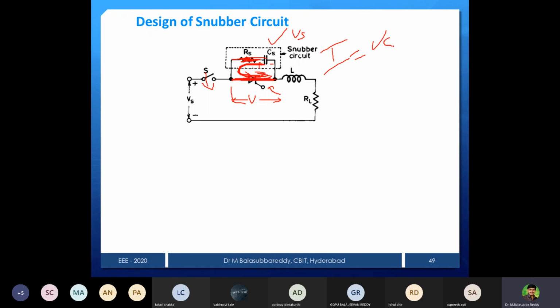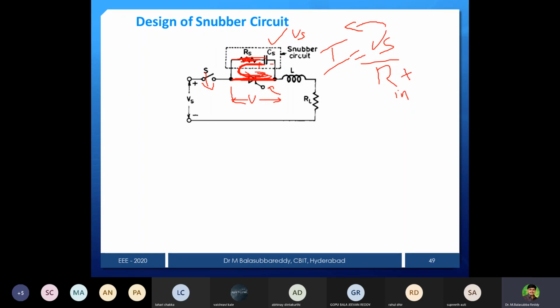This current is Vs by internal resistance. Now the internal resistance is 1 ohm. This Vs is equal to the same as the current. That much current is flowing through the device. It is unwanted.